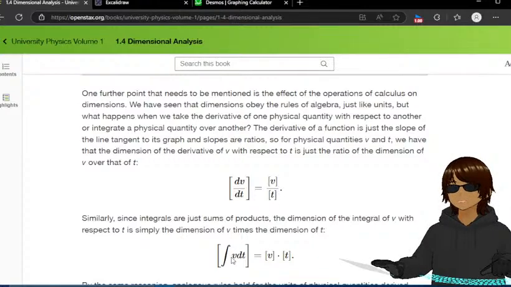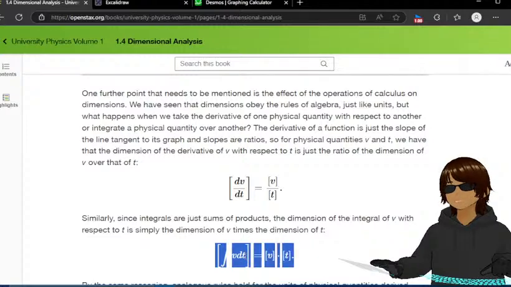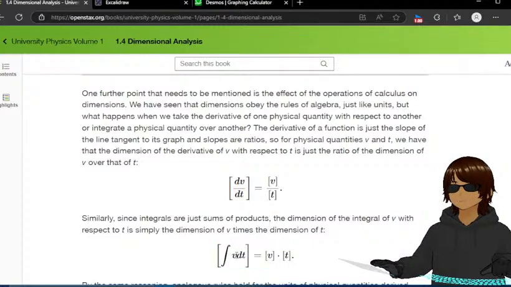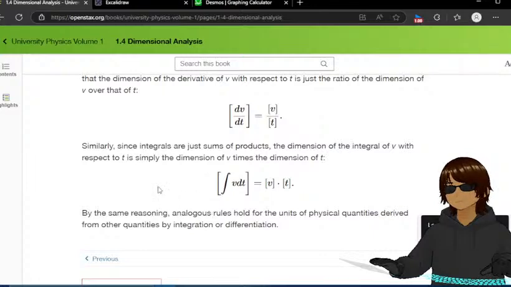For the integral it is the opposite. We are multiplying small amounts of t with the appropriate v, with the v in that particular t. So then we are left with dimension of v times dimension of t. Since integrals are just sums of products, the dimension of the integral of v with respect to t is simply the dimension of v times the dimension of t.